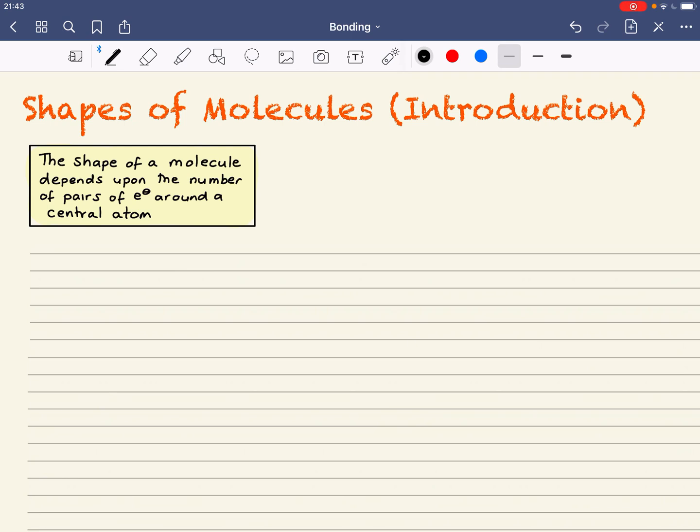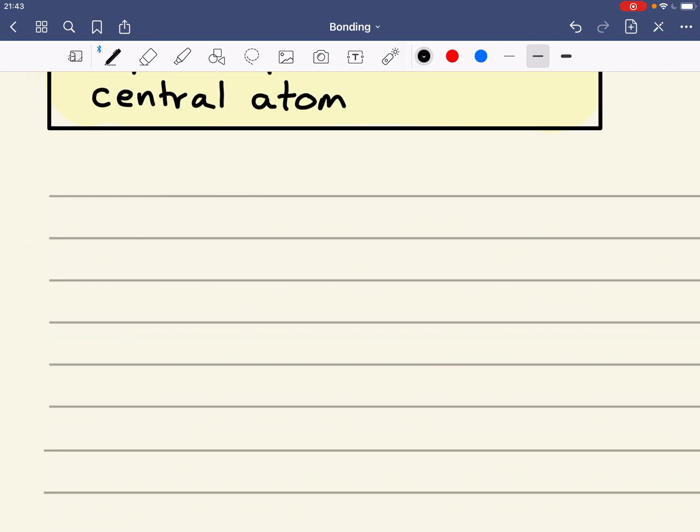Here we look at an introduction to shapes of molecules. Now, as it says in the box there, the shape of a molecule depends on the number of pairs of electrons around a central atom. And these pairs of electrons can be one of two types.